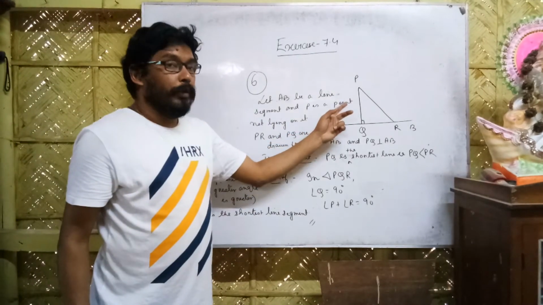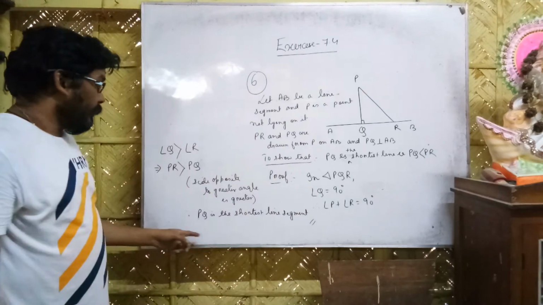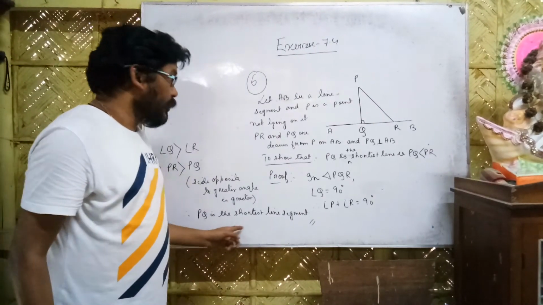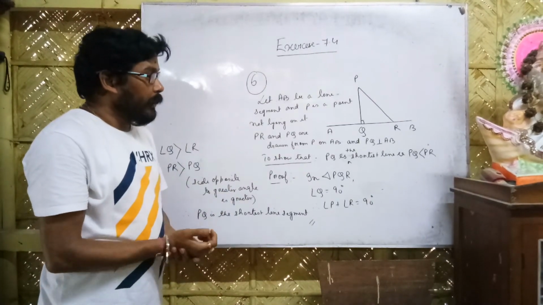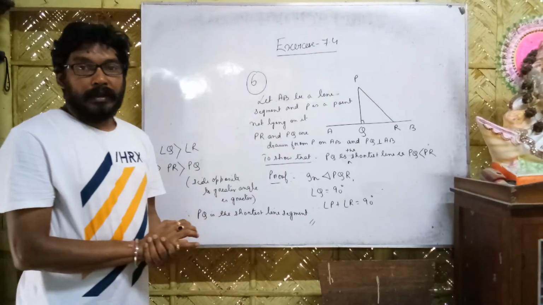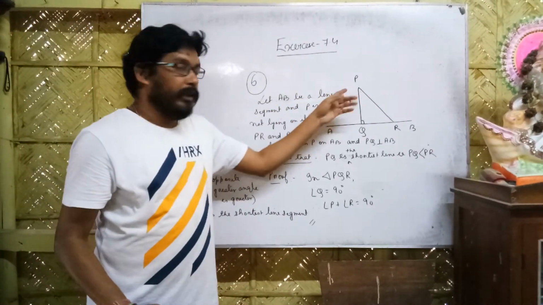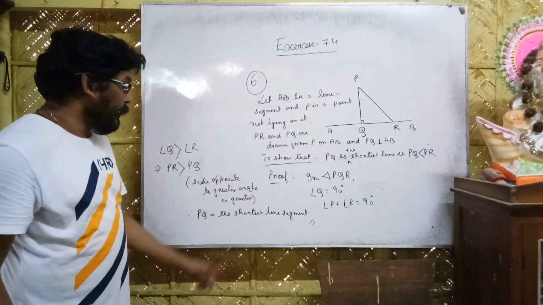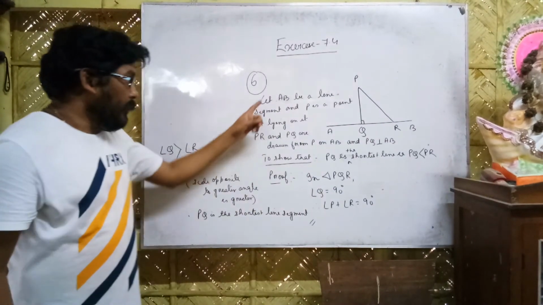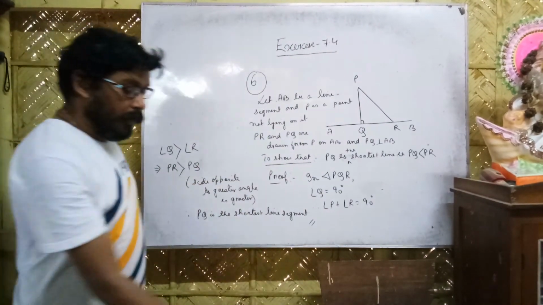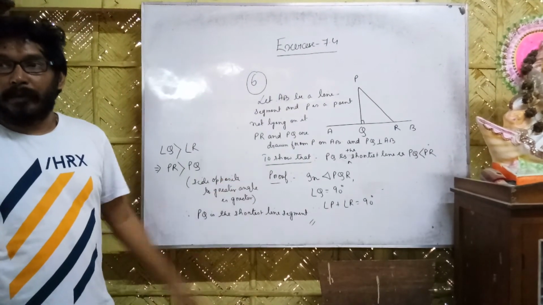So this will be true for any line segment drawn from P. The last line you write: this is true for any line drawn from P on AB. PQ will not only be smaller than PR. If you draw any other line, for that also it will be the same. Okay. So this is the end of question number 6 of exercise 7.4. So we complete 7.4.